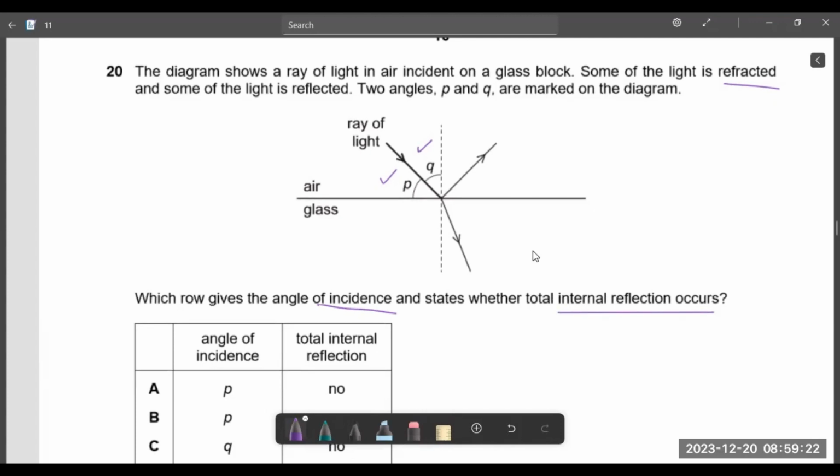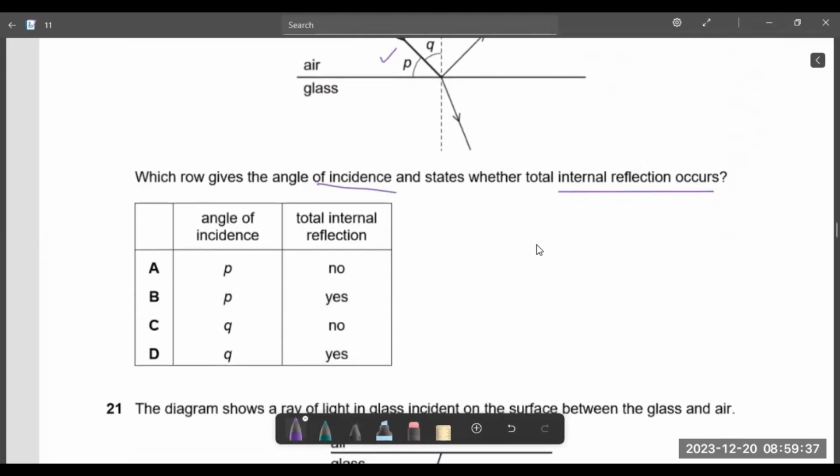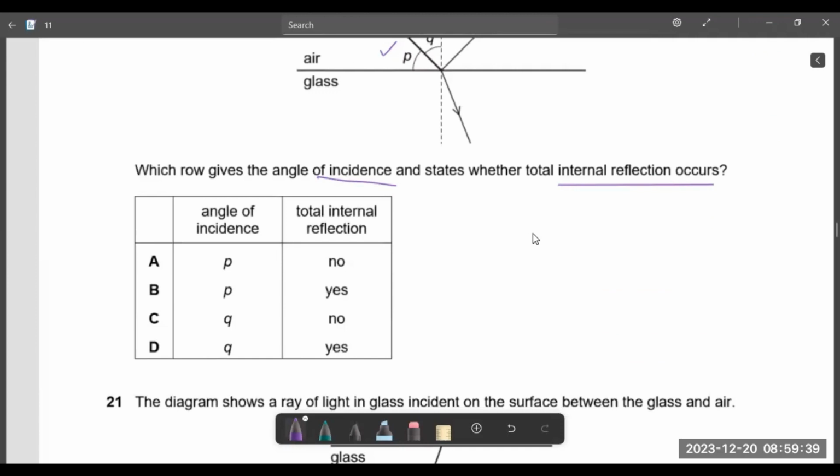So, angle with respect to normal. This is your normal line. The incident ray with respect to the normal is the angle of incidence. So here the angle of incidence is Q. Here total internal reflection has not happened.